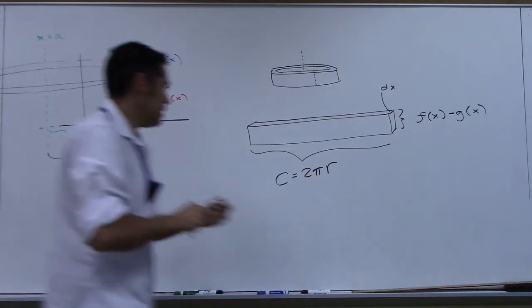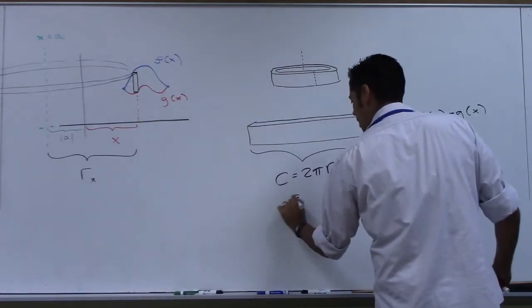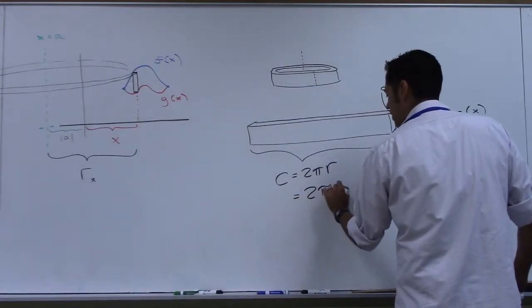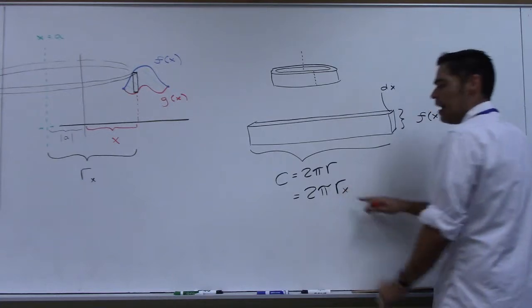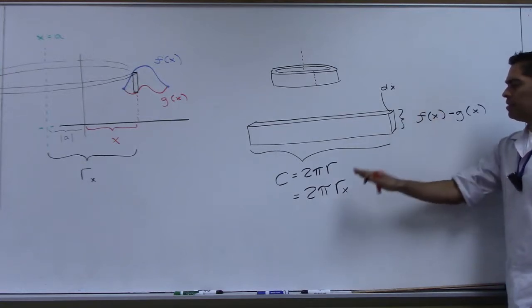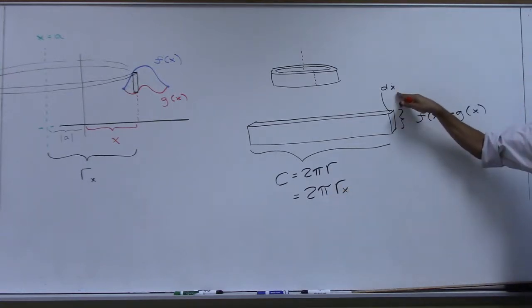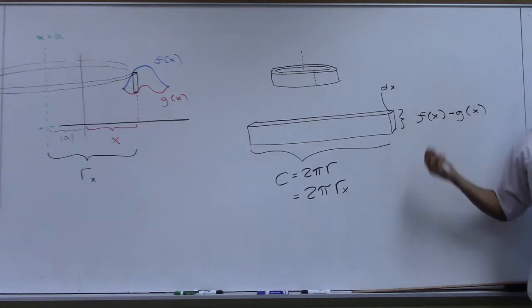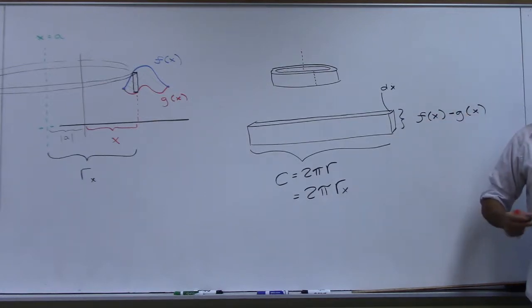So if this part right here becomes 2 pi and then some radius that's a function of x, then my volume of this is just this times this times this. And then we add them all up, right? Which means we bring in the integral. We go from a to b. We're done.